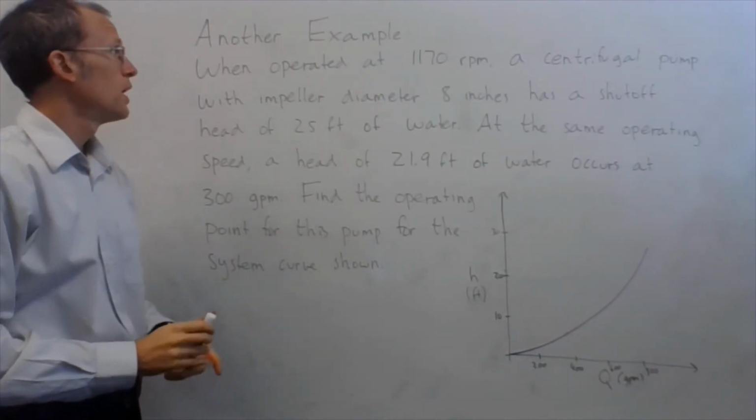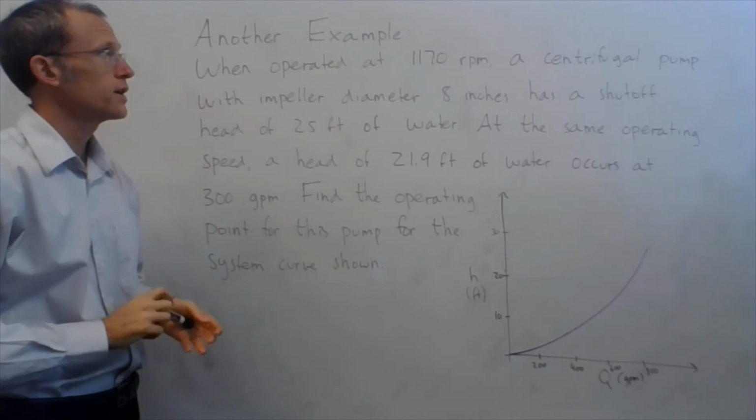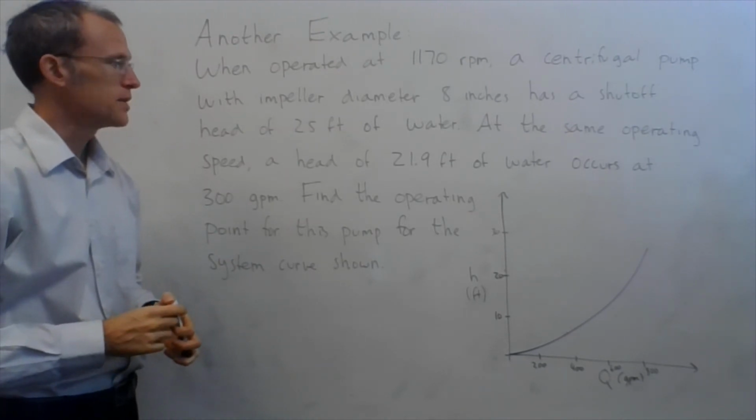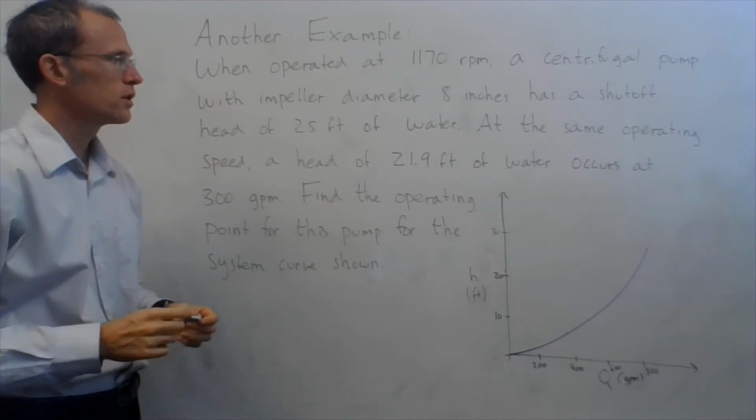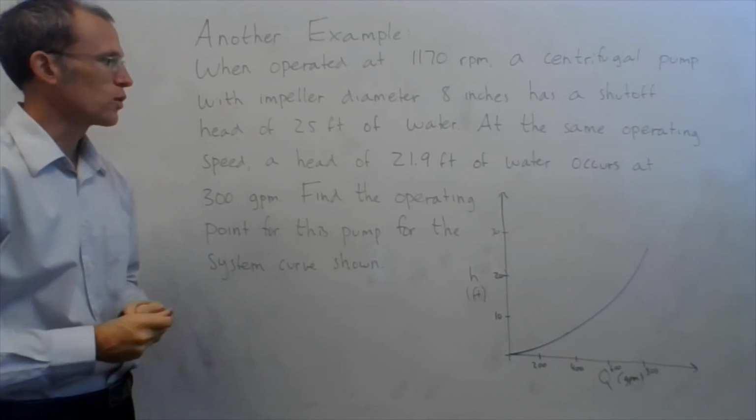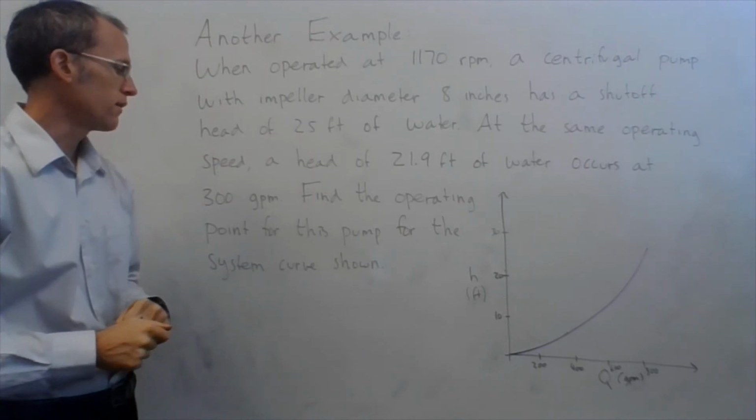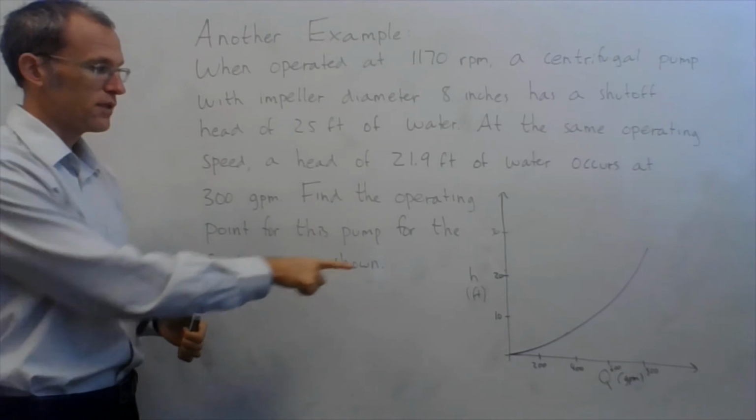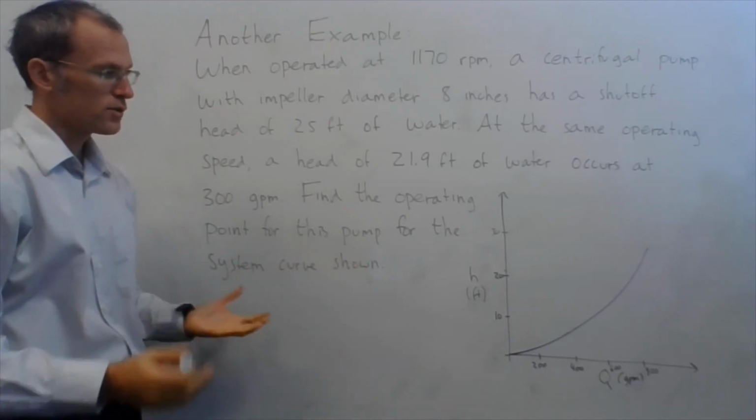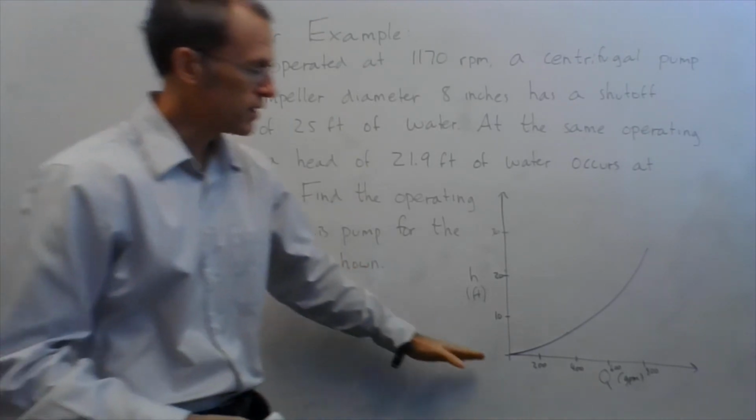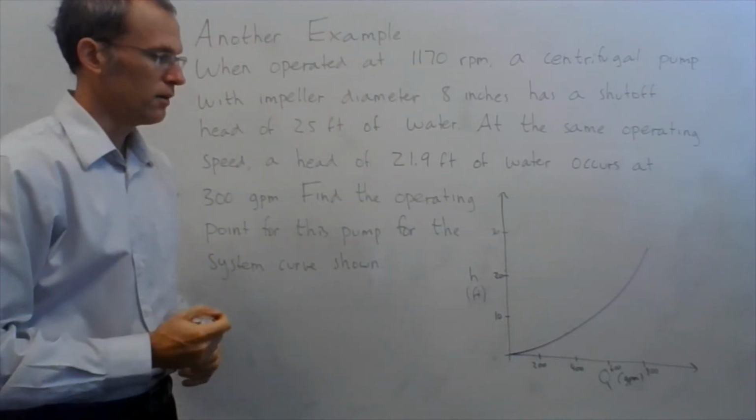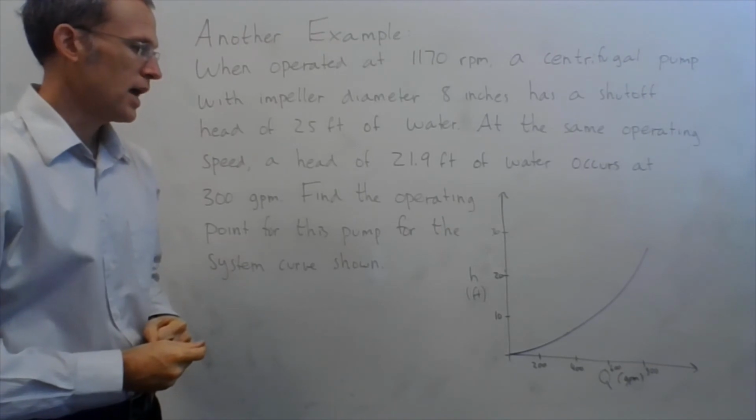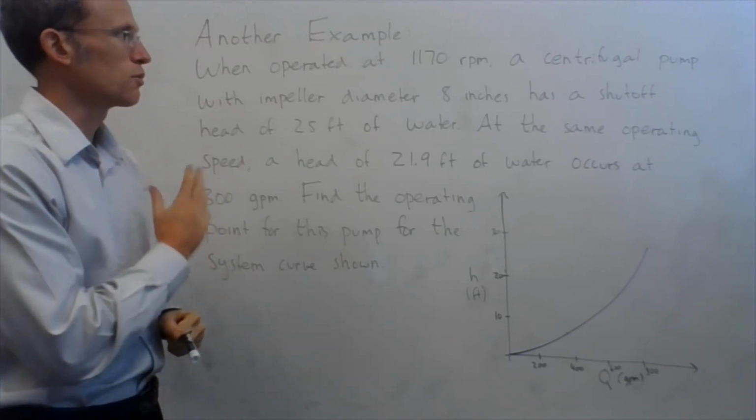So, second example, I have a pump operating at 1170 RPM, impeller diameter 8 inches. This thing has a shutoff head of 25 feet of water, and at the same operating speed, a head of 21.9 feet of water occurs at a flow rate of 300 gallons per minute. I want to find the operating point for this pump given the system curve shown down there. So that's some sort of system. Again, it has this quadratic head rise with respect to flow rate. And so I want to find where the operating point is for this particular pump.